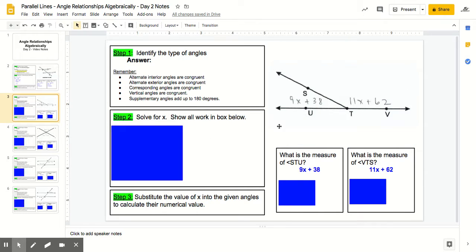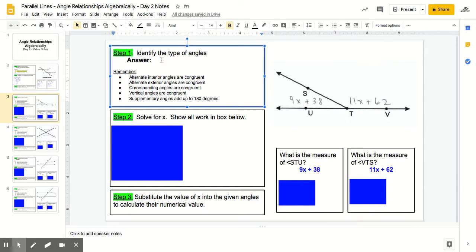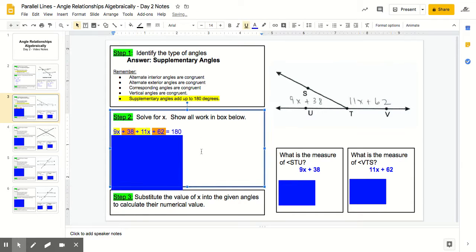Okay, next one, identify the type of angles we have here. Well, I have two angles that are on a straight line, making these supplementary angles. The important fact that we need to know about supplementary angles is simply that they add up to be 180 degrees. So I'm going to add these two angles together and set them equal to 180 like I did.